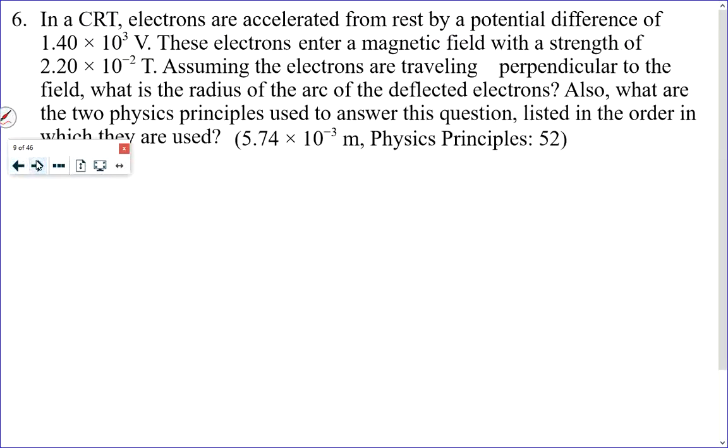So we have a cathode. It's a CRT. It doesn't matter what that stands for. You know, I could make up some word, but it stands for a cathode ray tube. Electrons are accelerated from rest through a potential difference. They enter a magnetic field of a certain strength, and the question is, what's the radius? And this is a 1-2 punch physics principle question.